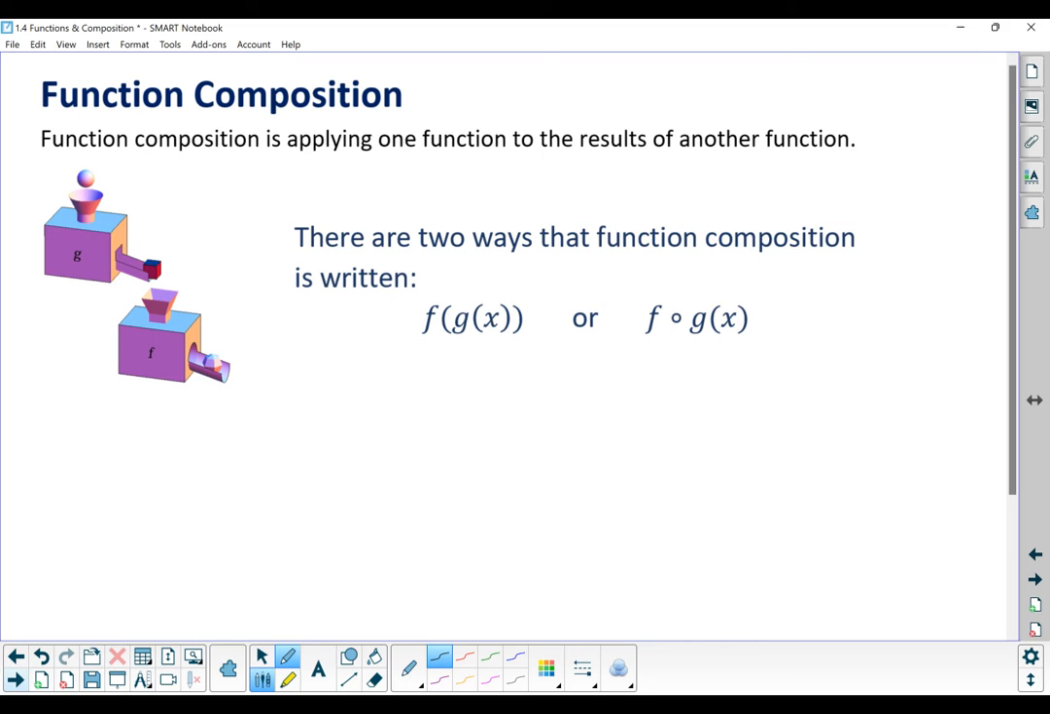There's 2 ways that you'll see function notation written. Sometimes you'll see it where you can kind of see that one function is inside of another function. And sometimes we use this symbol, this little open circle composition symbol. And it means the same thing. Both of these mean the same thing. They're just 2 ways of writing function composition.